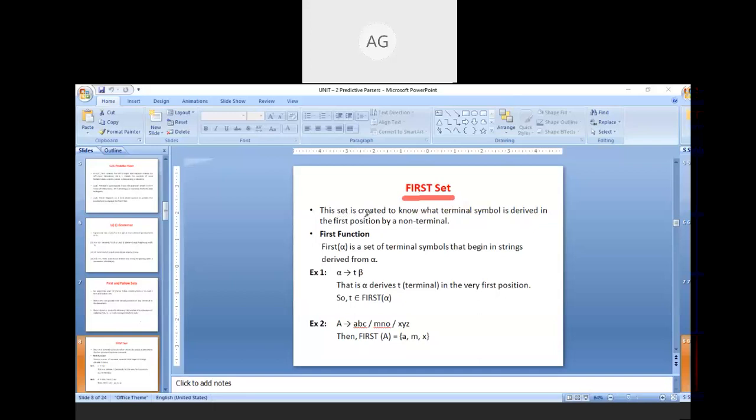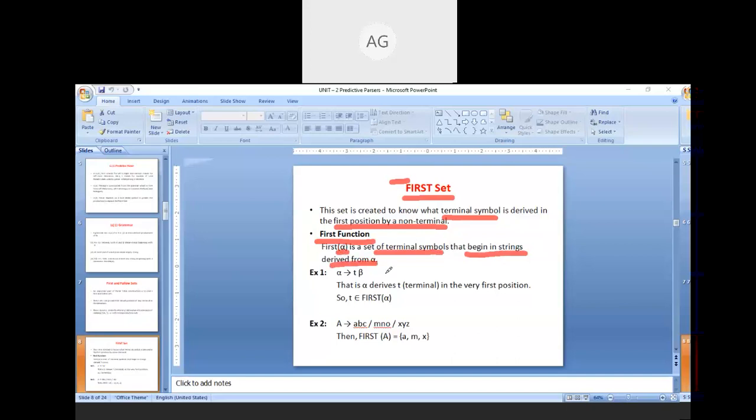First set. This set is created to know what terminal symbol is derived in the first position by a non-terminal. As its name suggests, its name is first. Basically we need to write the first terminal symbol which is produced by the non-terminal. So this is the first function. The first of alpha means the first of the non-terminal. Alpha here is a generalized form, meaning the non-terminal. So first of alpha is the set of terminal symbols that begin in strings derived from alpha.